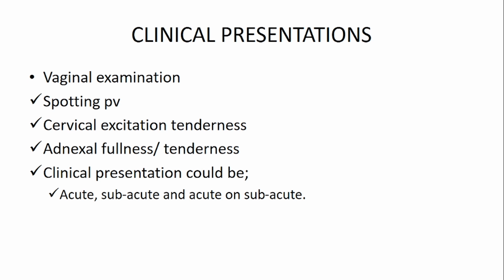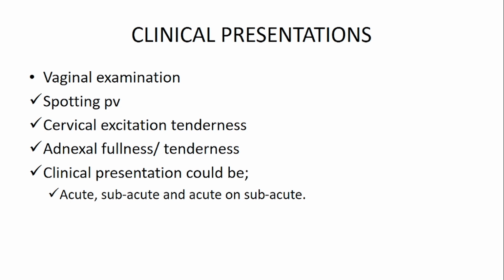When we do a vaginal examination, you might find spotting per vagina, maybe frank bleeding, and when you go on to do a bimanual examination, you might find cervical excitation tenderness, and the adnexa are full and tender. You must be very careful when you examine a suspected case of ectopic pregnancy not to exert much pressure, because an unruptured ectopic can be converted into a full-blown rupture if you exert too much pressure when doing your examination.